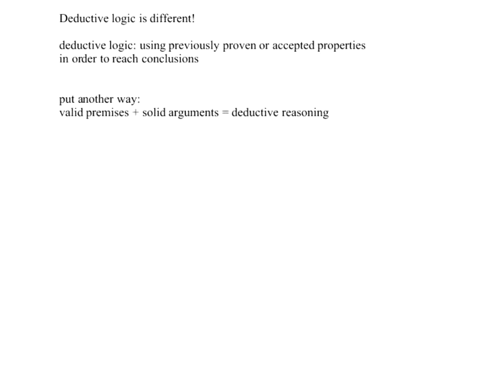Deductive logic works a little differently. Deductive logic involves using previously proven or accepted properties in order to reach conclusions. Put another way, you have valid premises plus solid arguments, and that equals deductive reasoning. So this is kind of a mouthful, so we're going to break this down a little bit.